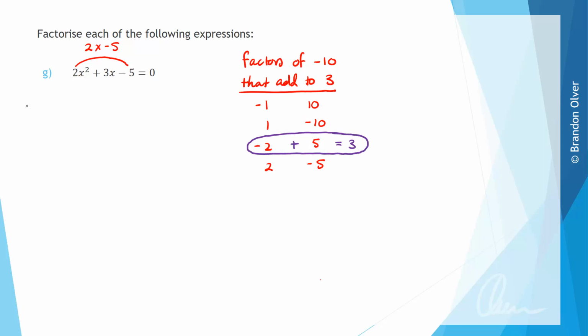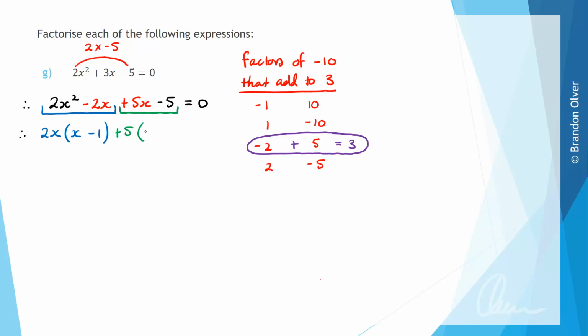So the next step in our process is going to be to split up the middle term, which is plus 3x. To do that, we're going to have 2x squared, and using the negative 2 and 5 we had before, we're going to have minus 2x plus 5x minus 5 equals 0. And now we're going to factorize by grouping, so we're going to group the first two terms together and the second two terms together. So in the blue, we can see that 2x is a highest common factor, so we can write this as 2x bracket x minus 1.